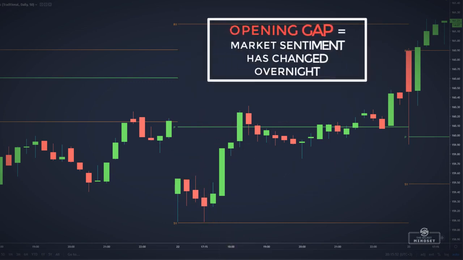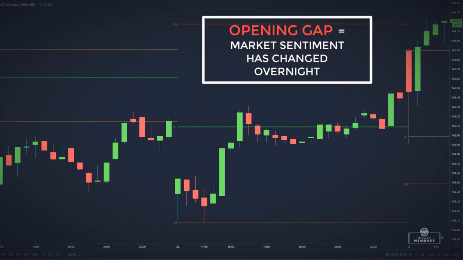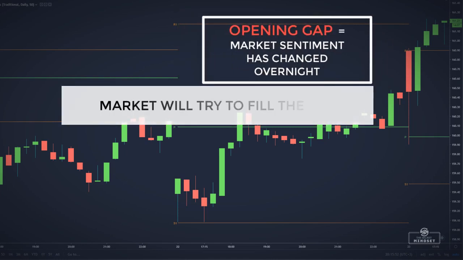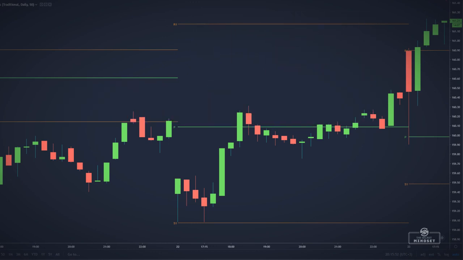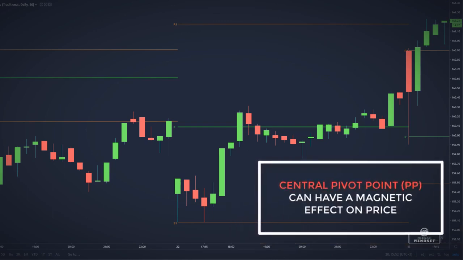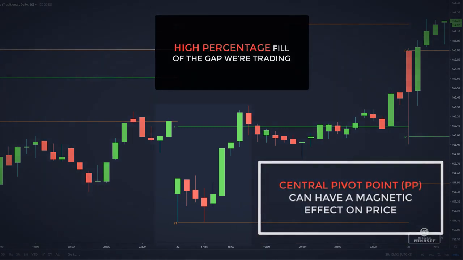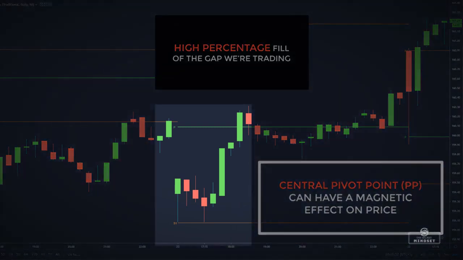A gap at the open indicates that the market sentiment has changed overnight, and logically, the market is bound to move in the current session. What I've observed during my years of trading is that the central pivot point can have a magnetic effect on price, which in our strategy can lead to a high percentage fill of the gap we're trading.